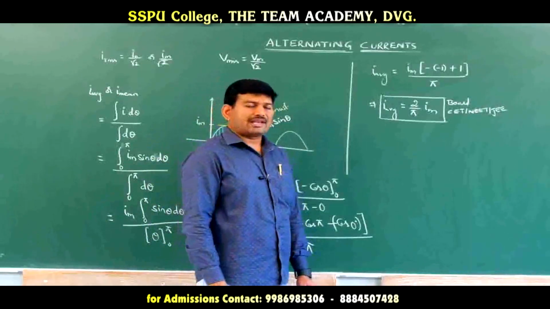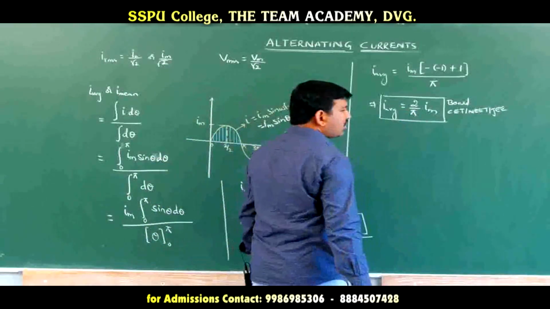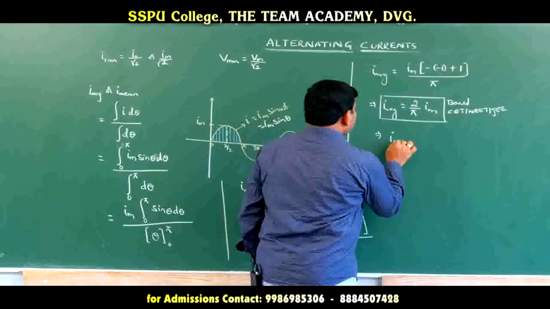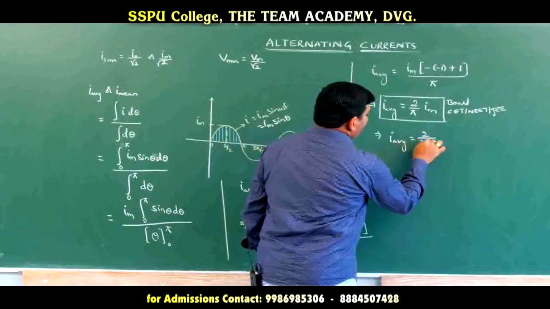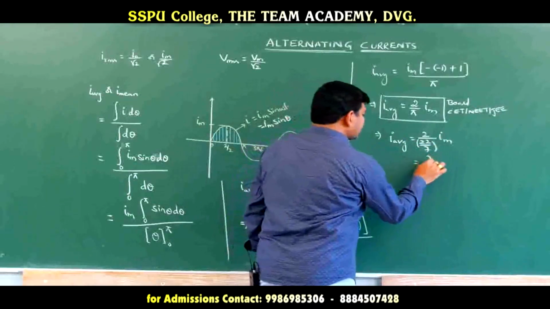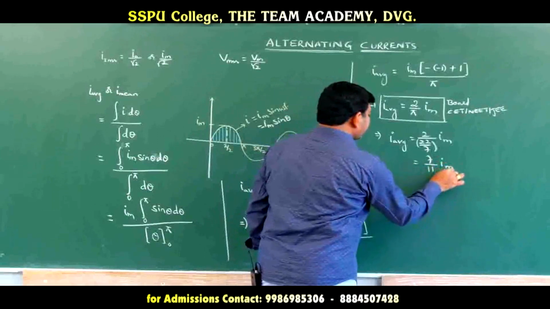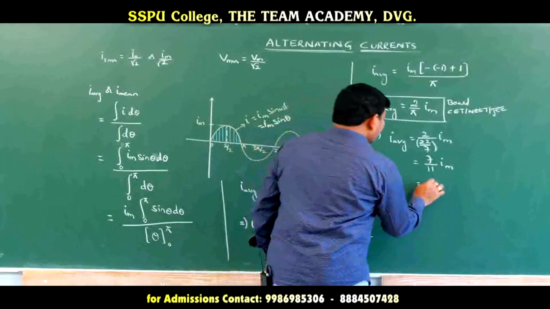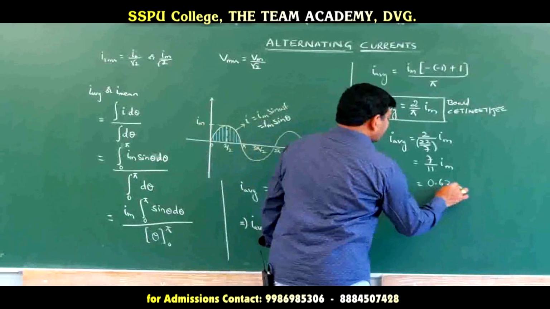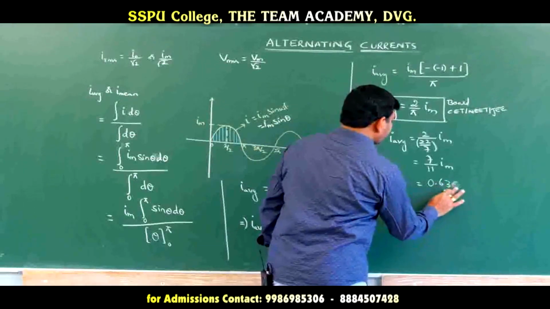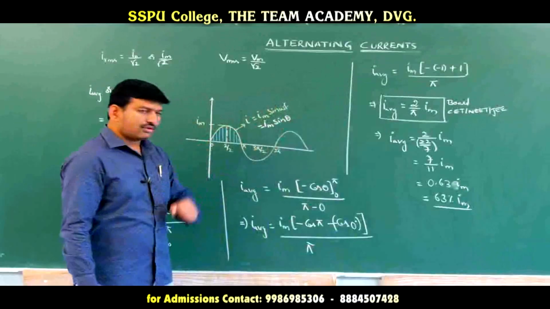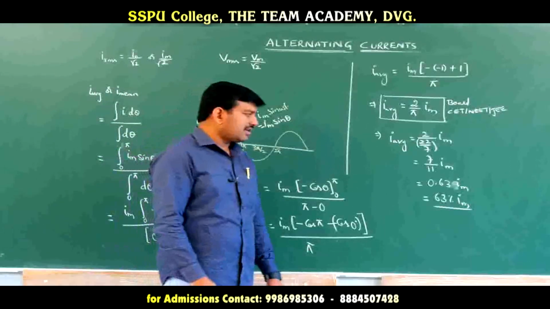What is this 2 by pi value? Pi is 22 by 7, I can say. Therefore, I average is equal to 2 by 22 by 7 into Im. So 2 goes into 22 eleven times, and 7 goes up, so 7 by 11 into Im. This is equal to how much? 0.63 we will be getting, so 0.63 into Im, which I can write as 63% of Im. So the average current value is equal to how much?